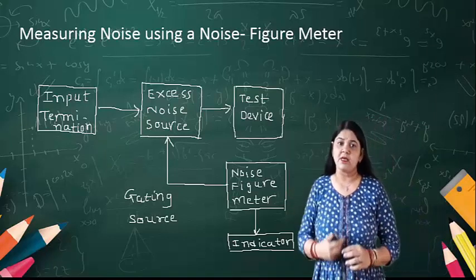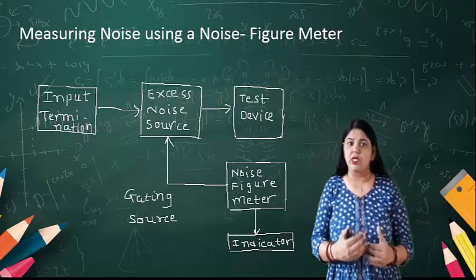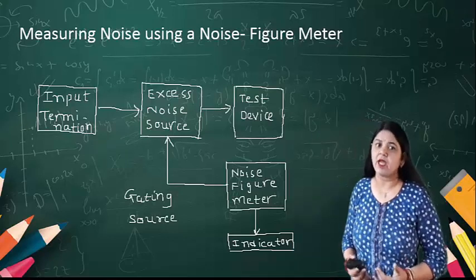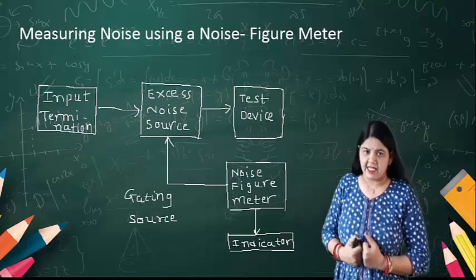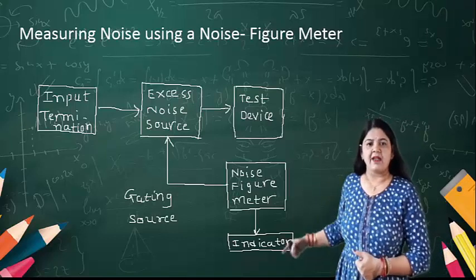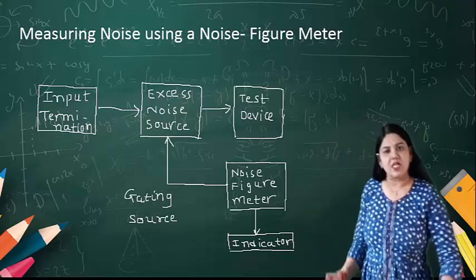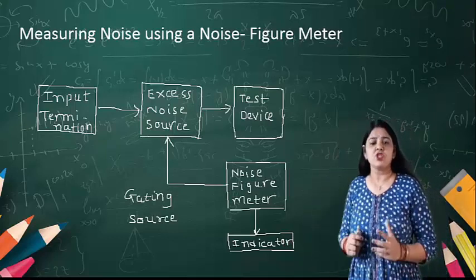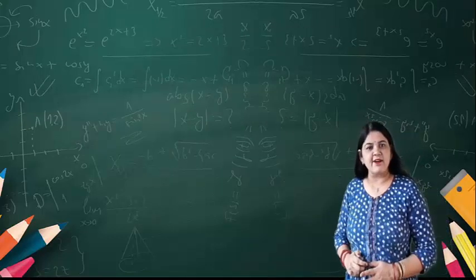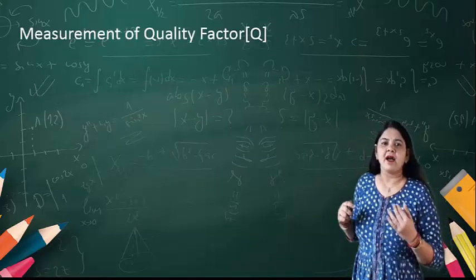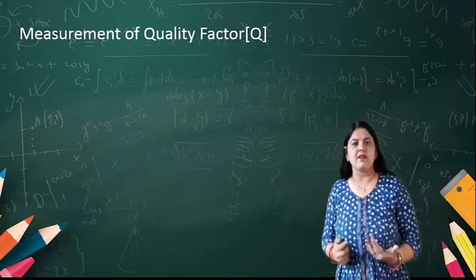Now the gating source will control the input signals provided to the excess noise source. And this is the indicator. This indicator will give us the output of the noise. So now it is about the measuring of the noise.